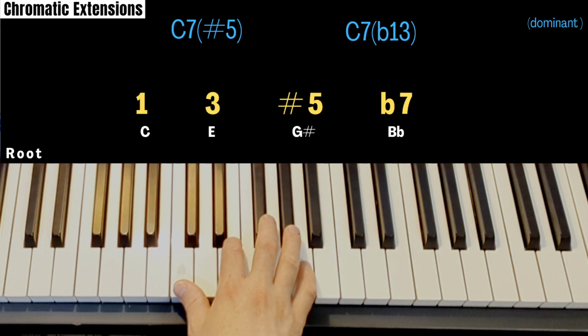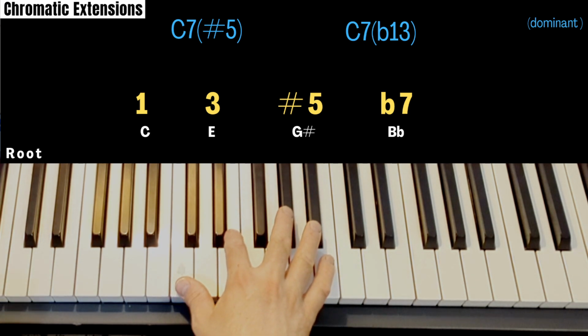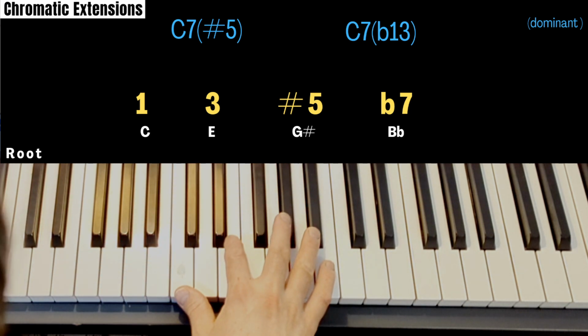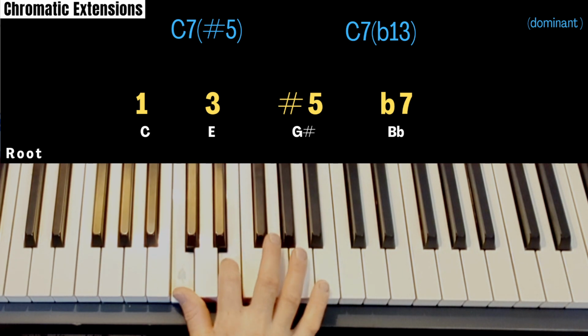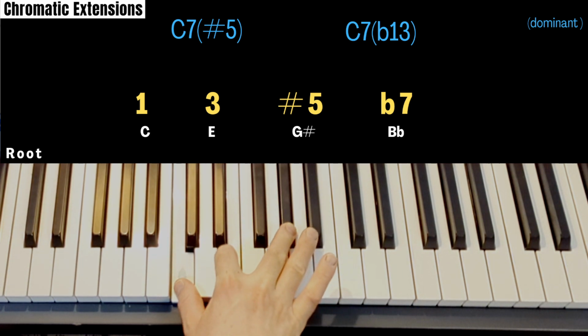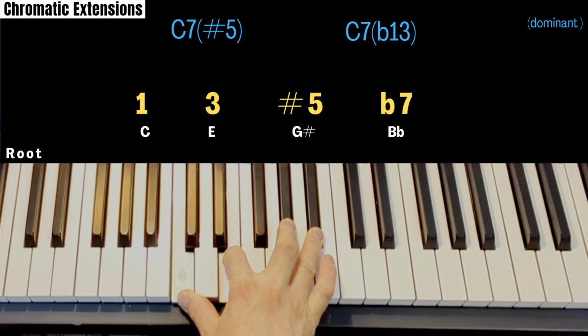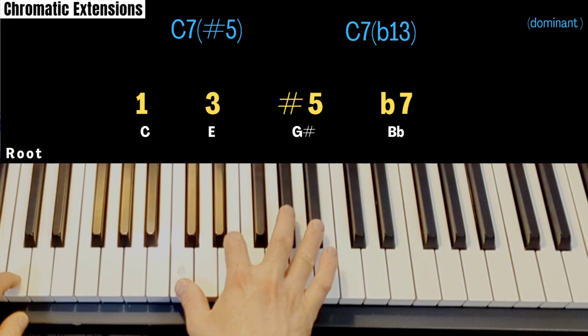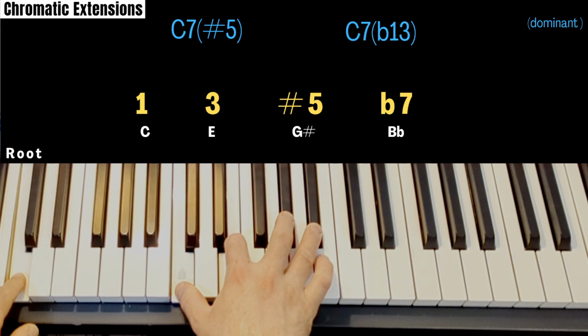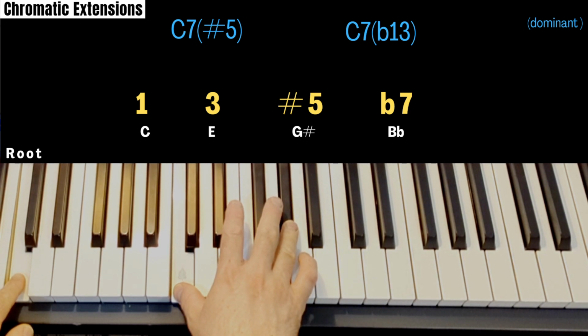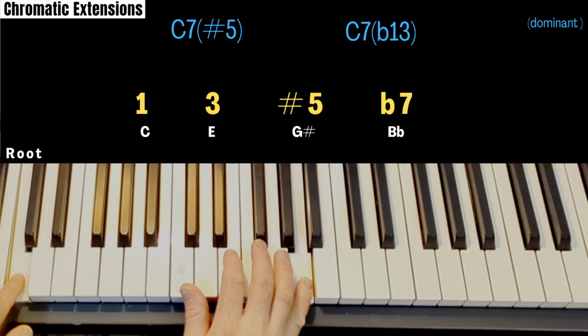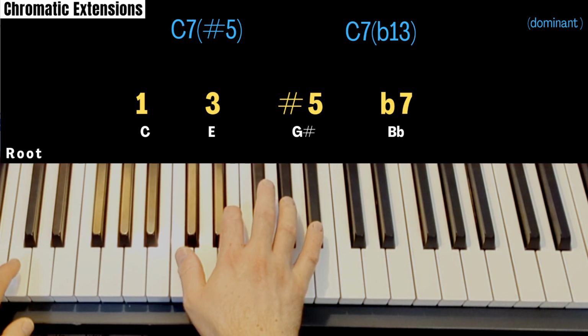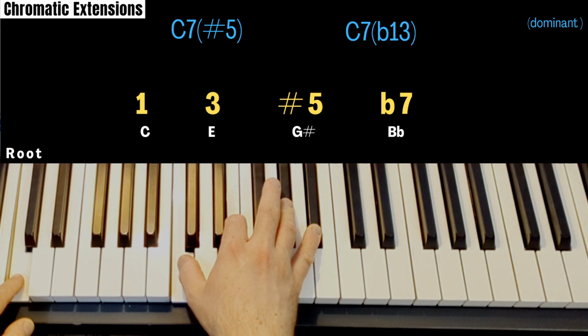Next up we have our last of the chromatic extensions, sharp 5. Now we've actually gone through this a bit like with the augmented 7th, but I'll just show you in this context. Root, major 3rd, sharp 5, and flat 7th. Sometimes you'll see this labelled as a flat 13. So we've got our 13 note here, and that's a flat 13. So that's it in root position.